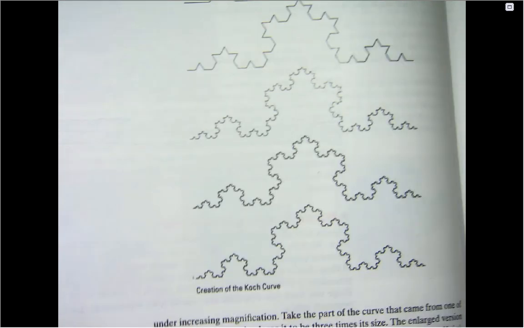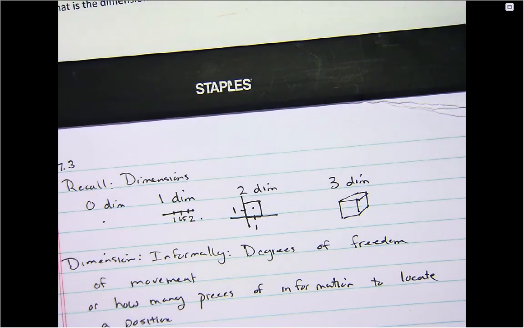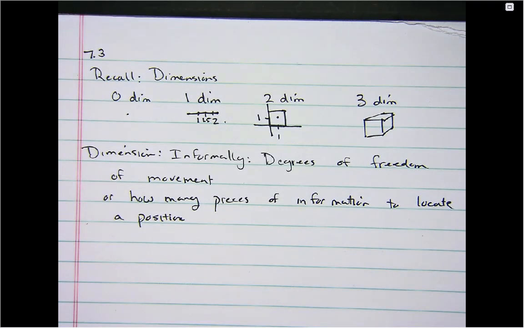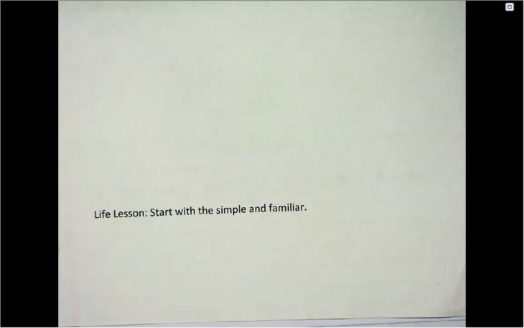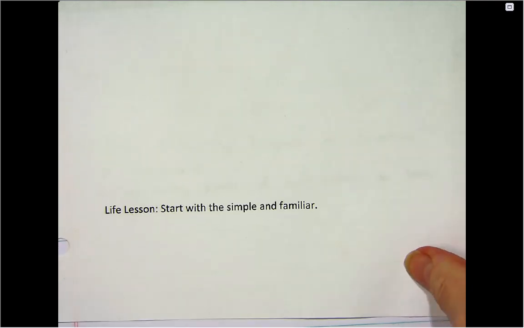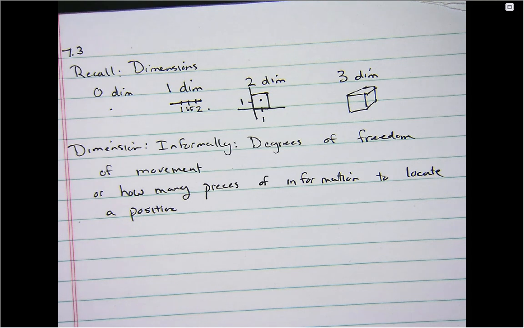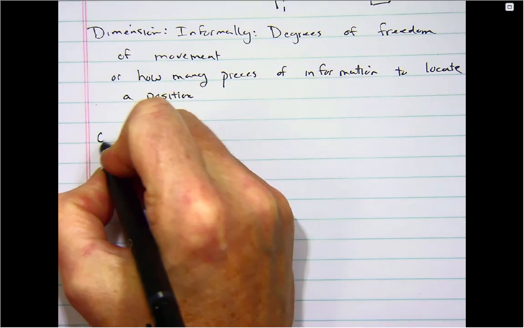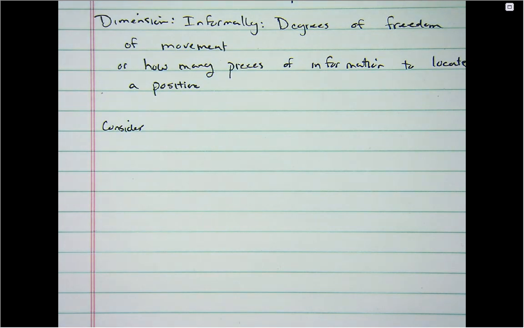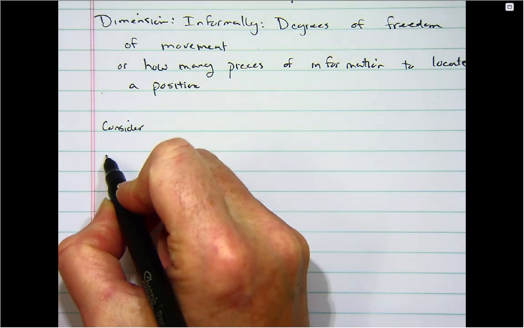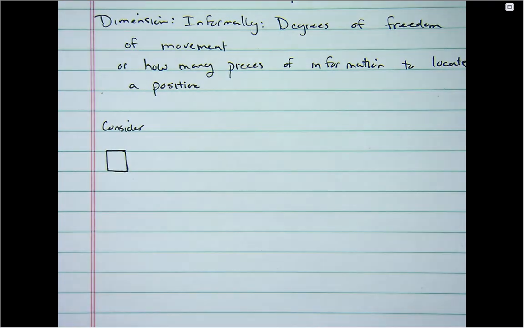Well, we're going to explore dimensions more carefully and get a better definition. We need a better definition so we can talk about, well, what is the definition of this Koch curve and other fractals as well. So to get to that better definition, we're going to take the life lesson for today, which is start with the simple and familiar, and we're going to explore in the simple and familiar. So on our way to looking at dimension more carefully, we're going to make copies of simple and familiar objects. We'll start with a square. We're starting with a square because everybody agrees what dimension the square is. 2 dimensions.